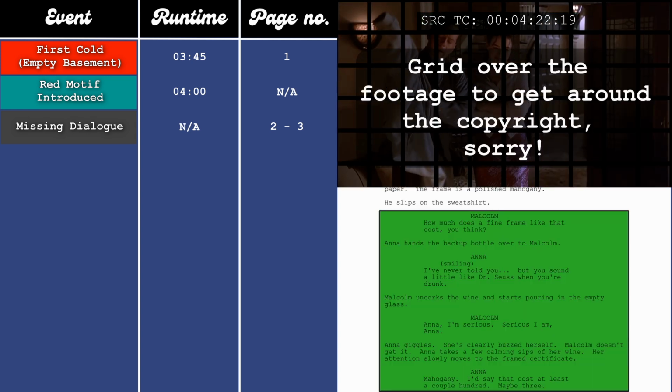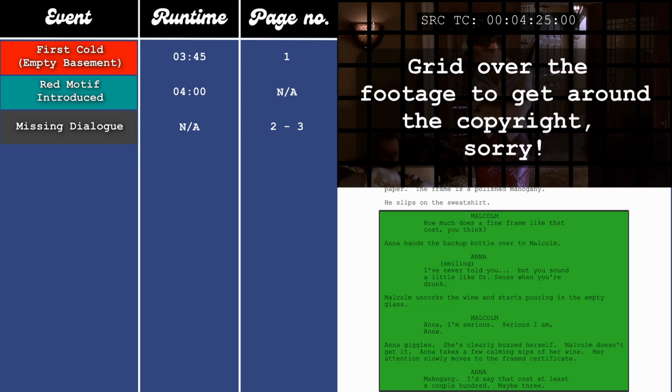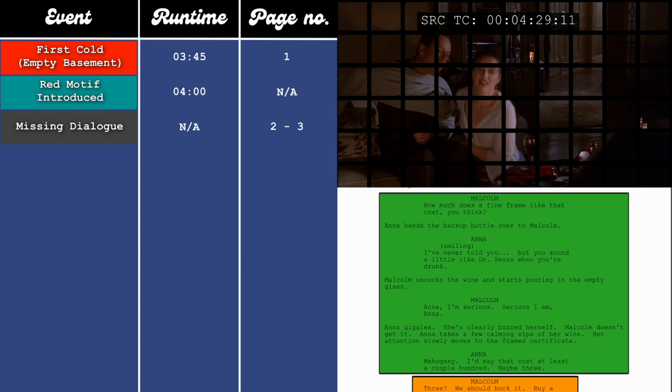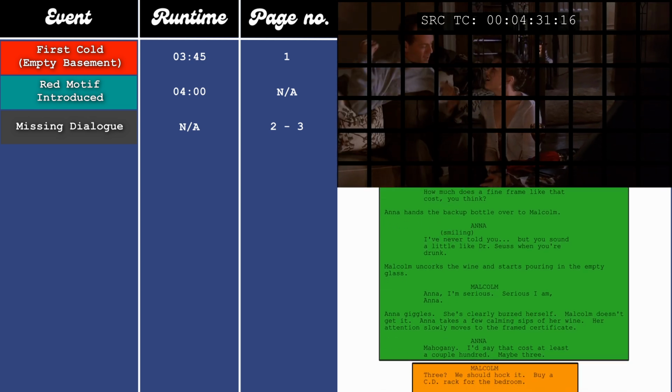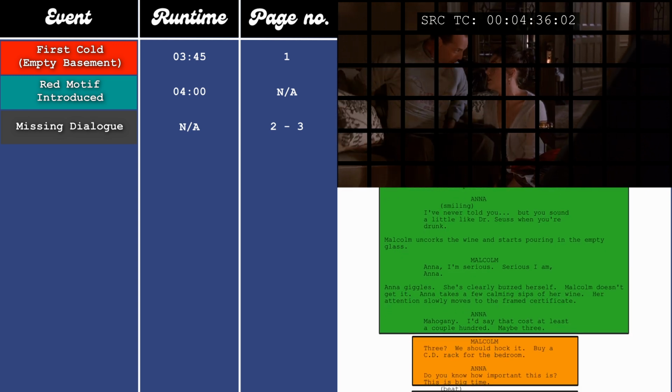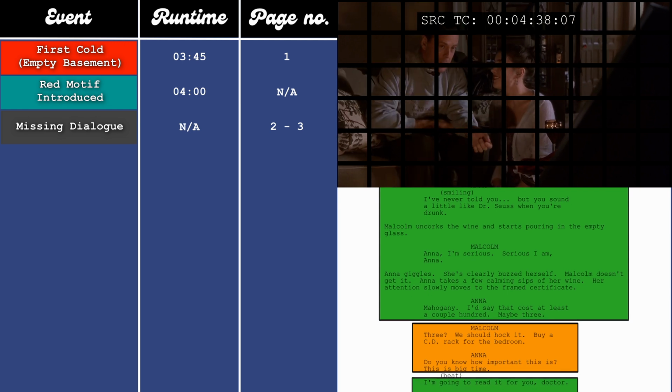The first is at the 4-minute and 50-second mark, which is on page 2 in the script. So Malcolm has won an award for his contributions to child therapy. He then goes on to make a joke about how much the frame of the award costs. Then Anna compares him to Dr. Zeus.